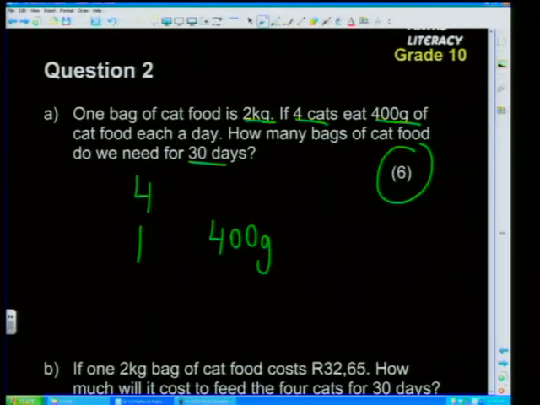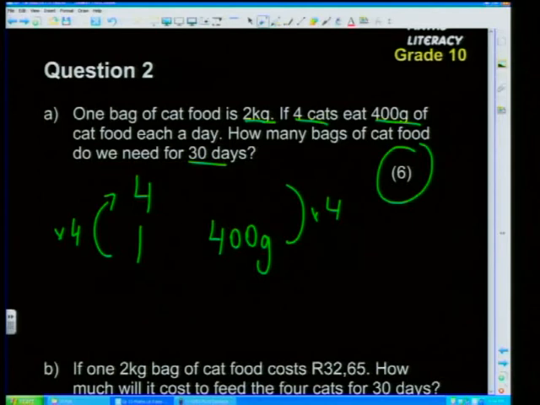Right, so 4 cats eat 400 grams of cat food each a day. 1 cat eats 400 grams. 4 cats will then eat, what did we do? We went from 1 to 4, we times by 4. So we're going to do the same thing here. We're going to times by 4.